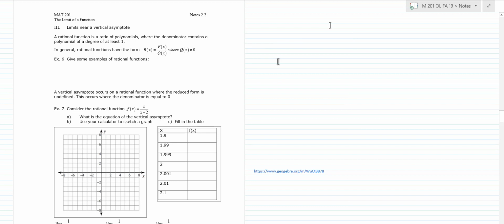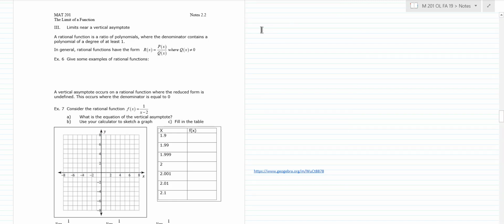Right, so Calculus 1 students, what we're going to do now is look at the third part of the notes for 2.2, and we're going to focus a lot on what happens to a function around an asymptote.